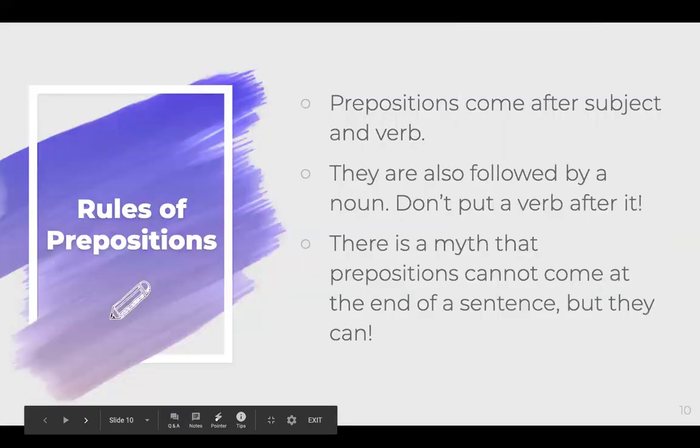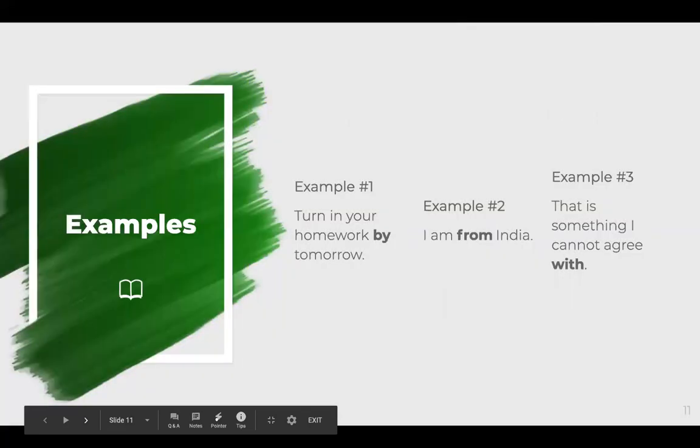Some rules of prepositions are they usually come after the subject and the verb or the predicate of the sentence, and they're usually followed by a noun, but do not put a verb after it. There's a myth that prepositions cannot come at the end of the sentence, but they can. Here are some examples. Turn in your homework by tomorrow. I'm from India. That is something I cannot agree with. If you notice in example 3, with, the preposition, is at the end of the sentence, and it is correct.